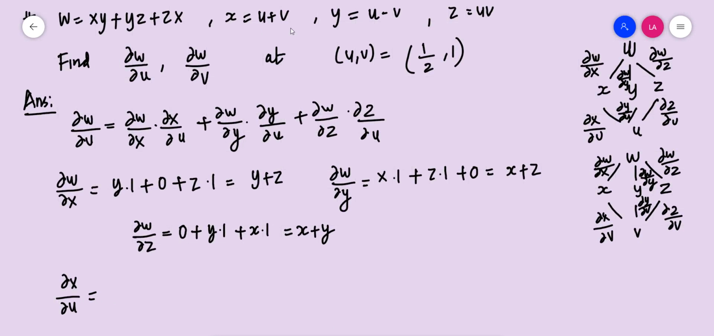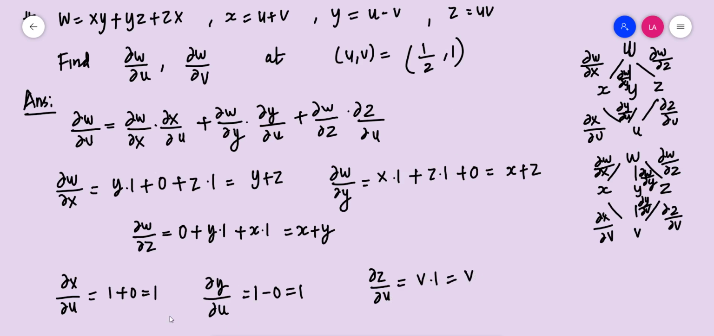X is equal to u plus v. With respect to u, when we take the derivative, u's derivative is 1, v's derivative is 0, so the answer is 1. Now dou y by dou u is actually u's derivative is 1, v's derivative is 0, so the answer is 1. Next is dou z by dou u is actually v is constant, taken outside, u in the derivative is 1, so v.